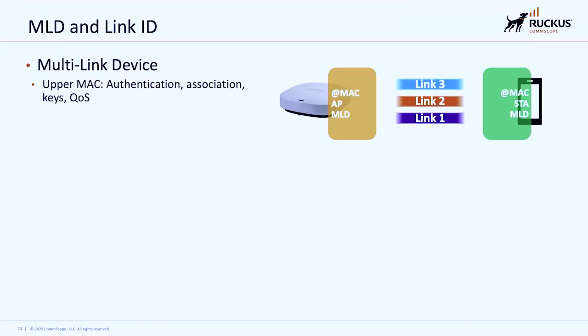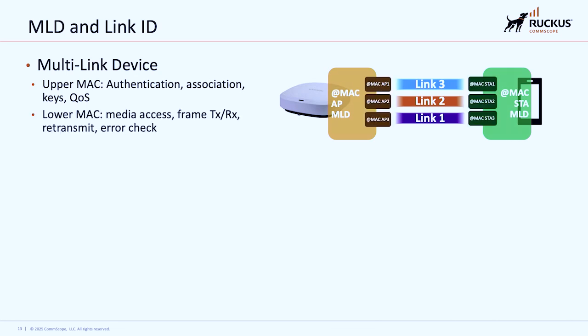Two more concepts. If we go on multi-link device, we need MLO to be able to have a new MAC to be able to oversee the other links. And so we're going to have this upper MAC layer, where we're going to manage authentication, cost, keys, and we're going to have a sub-layer, lower MAC, to be able to access the media itself.